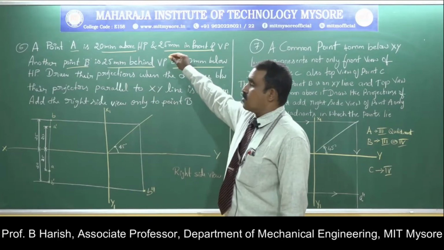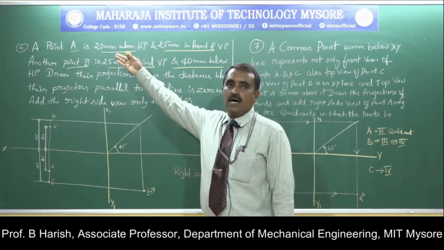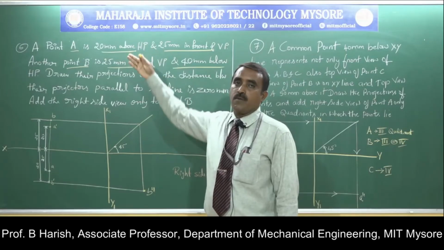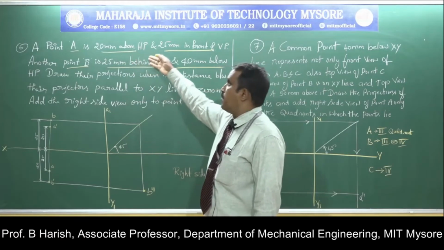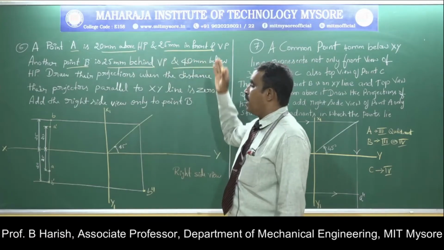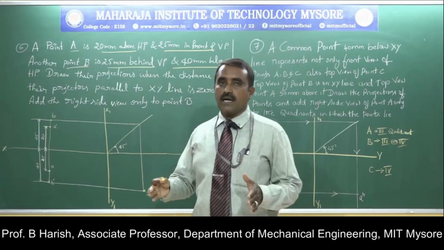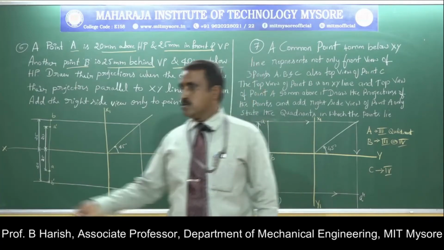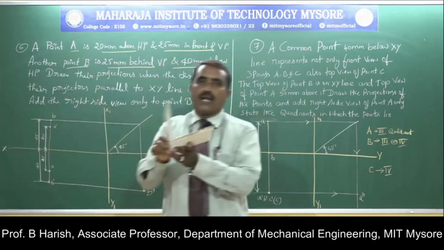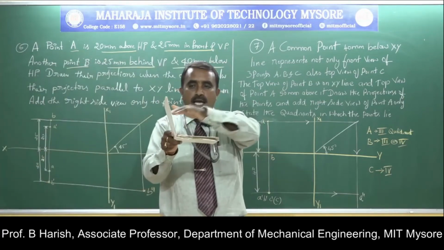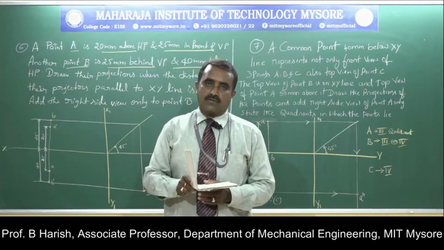Now to start with drawing the projections, initially you should analyze the quadrant in which the point lies. If you consider point A, it is given as 20 mm above HP and 25 mm in front of VP. Once you read that above HP and in front of VP, it will always be in the first quadrant. That means point A is in the first quadrant.